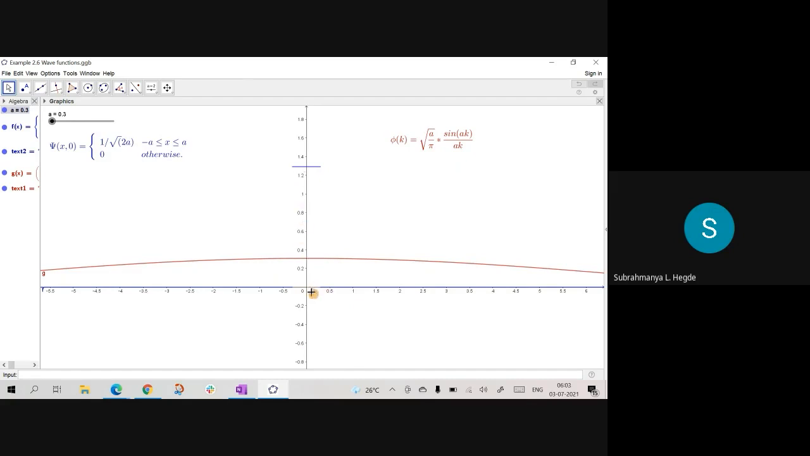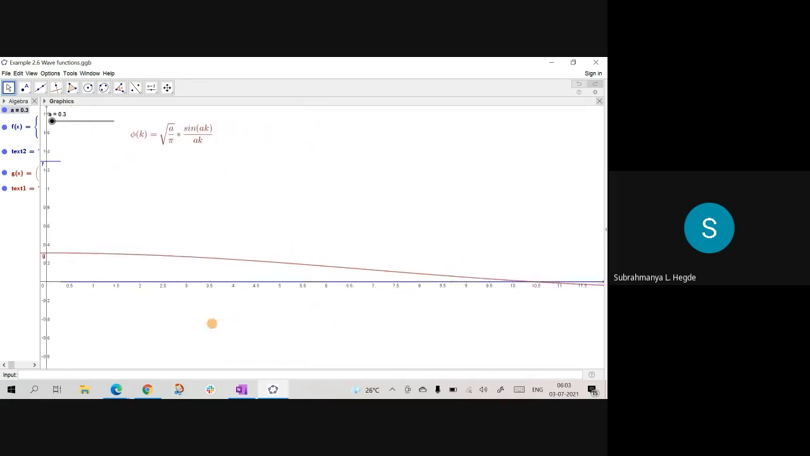So this has a very well-defined position. Am I right? I made a very small, a kind of localized particle. Localized means it is there only in this region. When you try to make that position well-defined, what will happen to your momentum? Look at here. It will be widely spread, isn't it?